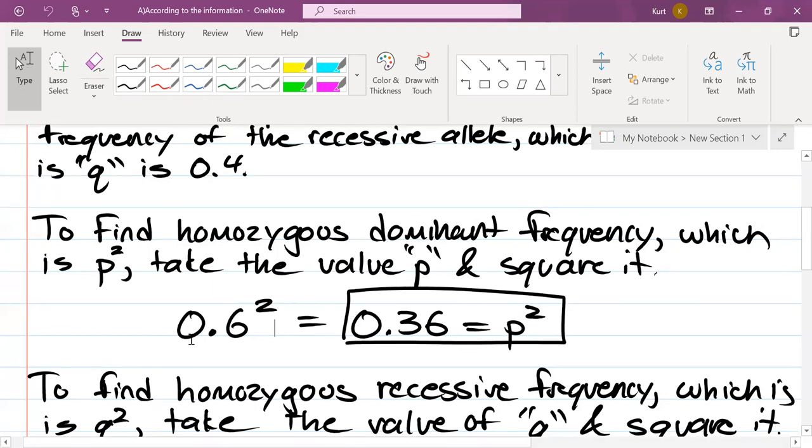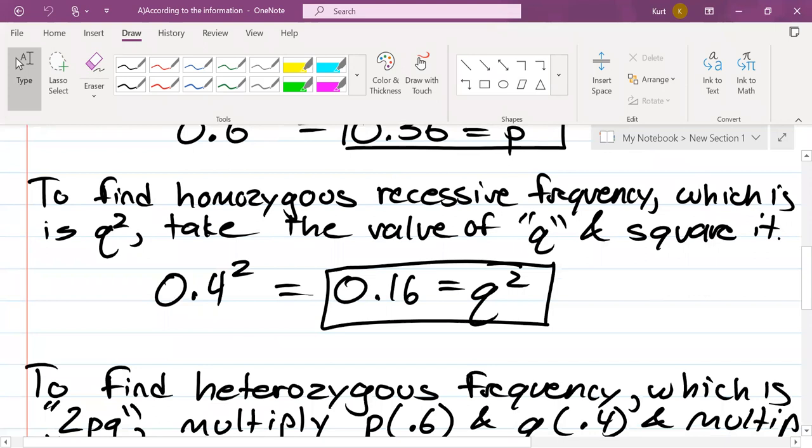So I show my work on the left. In the middle, right here, I show my answer. And then on the right, I say my answer is P squared. If you just put 0.36, that's not good enough. You have to say 0.36 equals P squared. Leave no stone unturned. Don't get lazy. You need to show your work, show your answer, and show what your answer means.